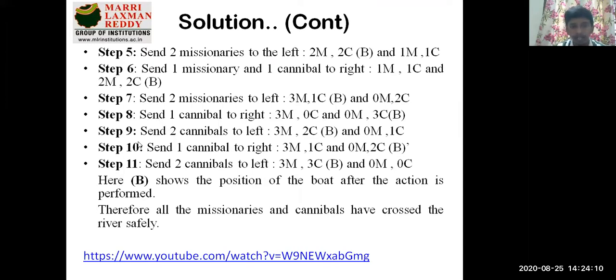So in step nine, again, what we'll do, you'll send two cannibals to the left. So we'll be having three missionaries and two cannibals. So in step 10, again, one cannibal will be moved on to the right. So at the end, in the final step, all of them will be coming on to the left side of the river. So this is a solution that we can give with respect to this problem of AI.